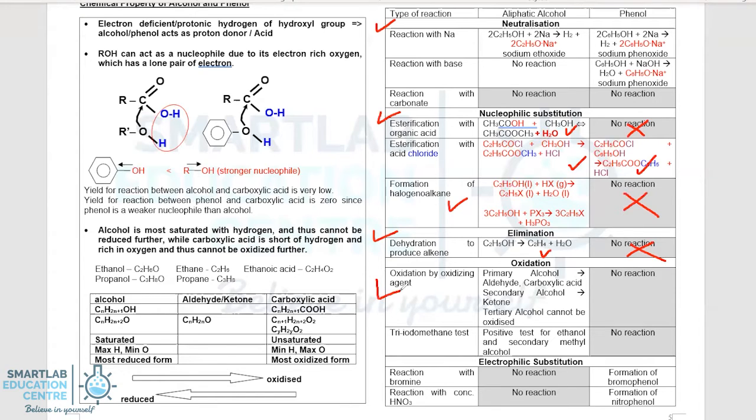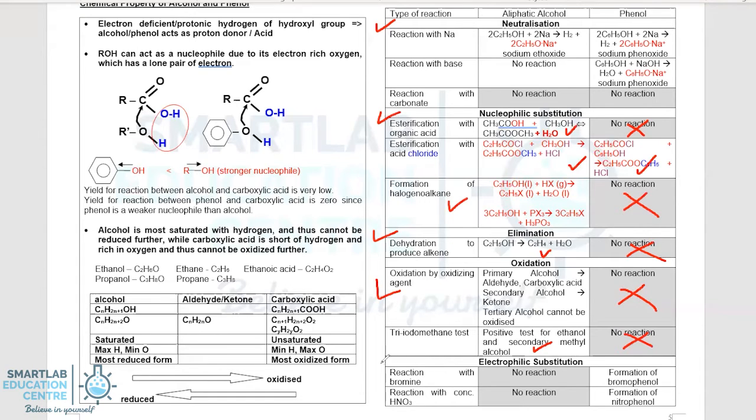The fourth reaction that you've learned is actually oxidation. You learn that primary alcohol and secondary alcohol can be oxidized, but not tertiary alcohol. And phenol cannot be oxidized. In the case of the iodoform test, only ethanol and certain secondary methyl alcohols can give a positive iodoform test. Again, phenol does not react with iodine and sodium hydroxide.